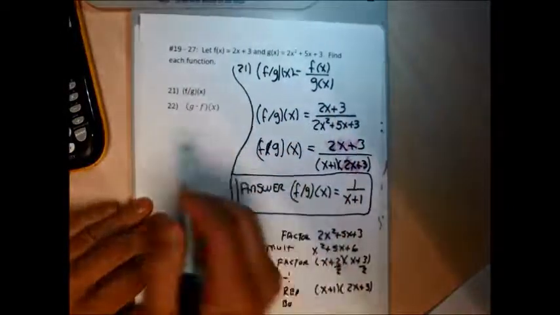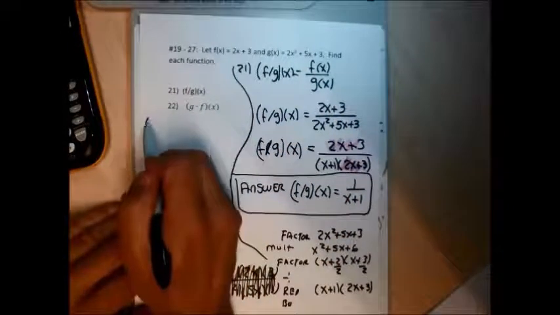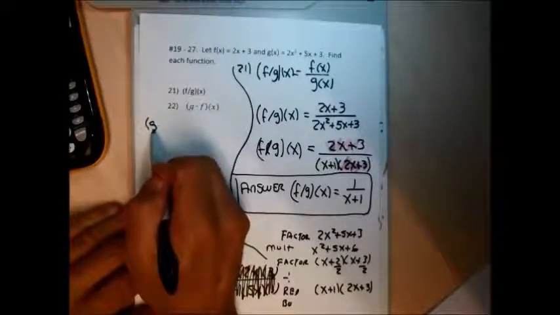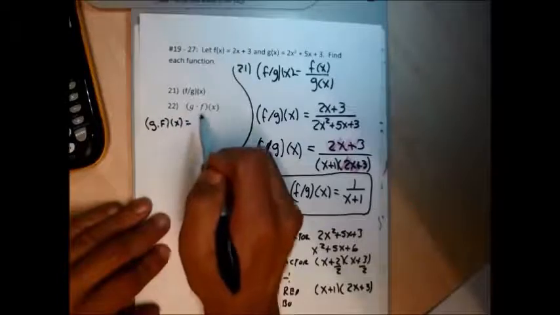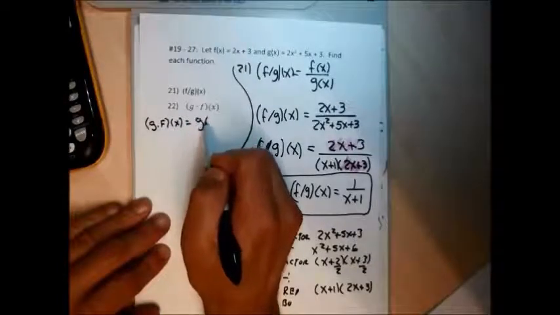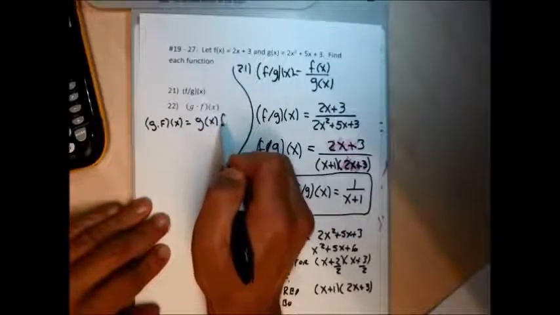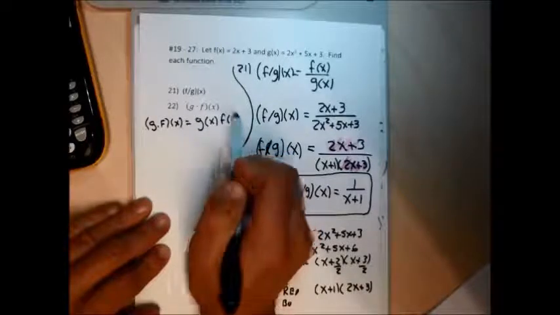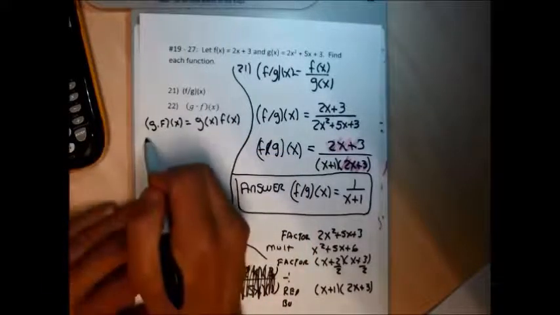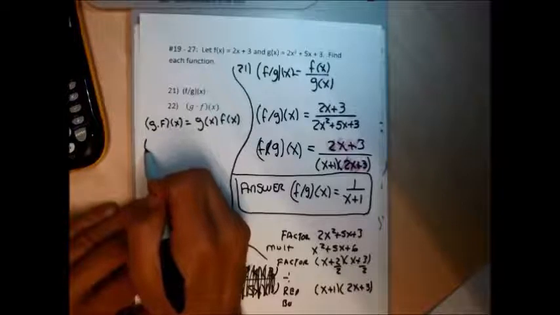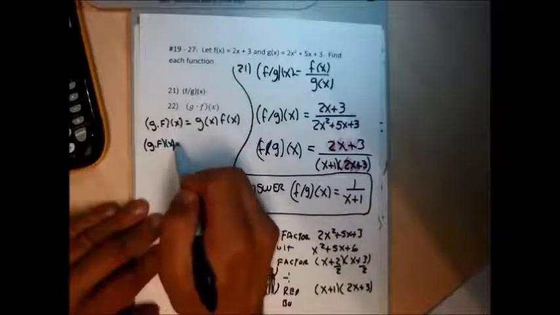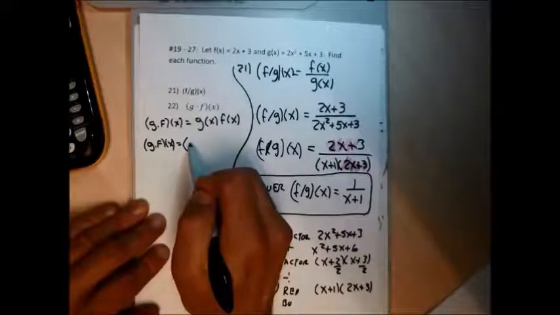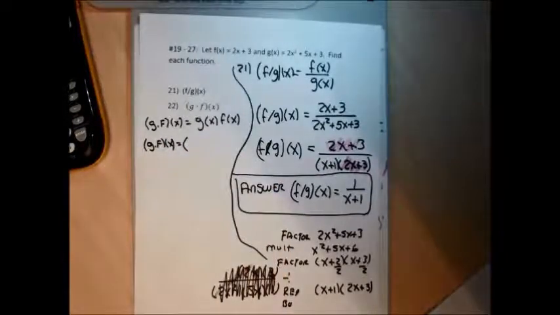So I'm going to try to squeeze my problem 22 in here. 22 wants me to do g times f of x. That closed circle means times, and g times f of x means g of x times f of x. And if I just write the letters g of x and f of x next to each other, that implies times. And I want to multiply the right side of each function together. So g times f of x is going to be g of x, which is 2x squared plus 5x plus 3, times f of x.